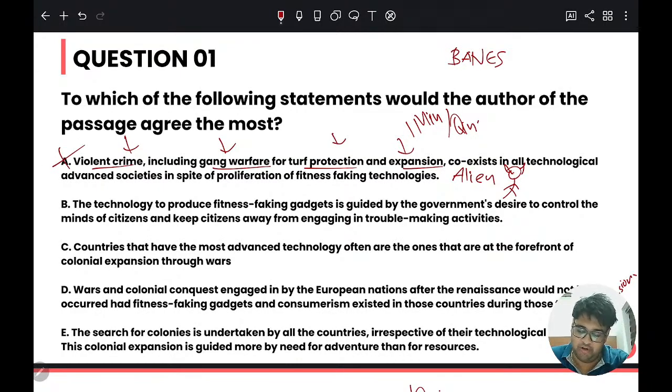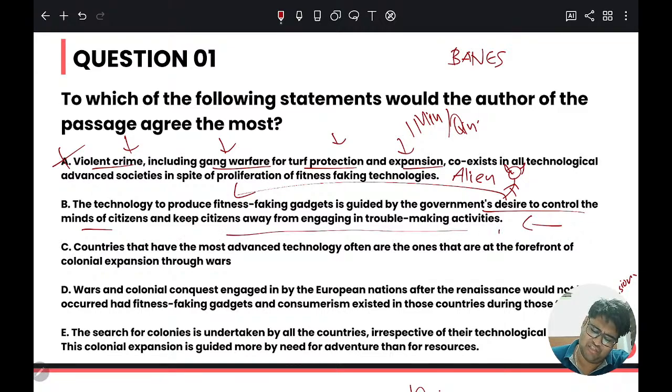The technology to produce fitness-faking gadgets is guided by the government's desire to control the minds of citizens. There was no saying that the government wanted to control the minds of citizens, so they are promoting this and keeping citizens away from engaging in troublemaking activities. This is also an alien. I think the question creator is from Mars or Venus or somewhere. I don't know who created these questions, but alien again.